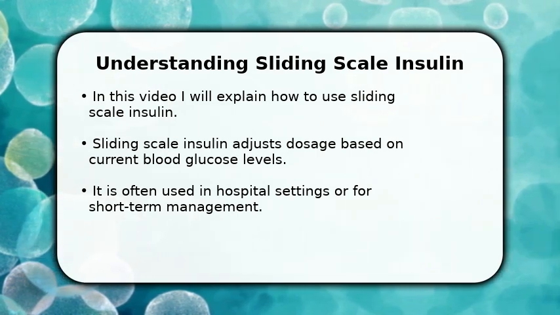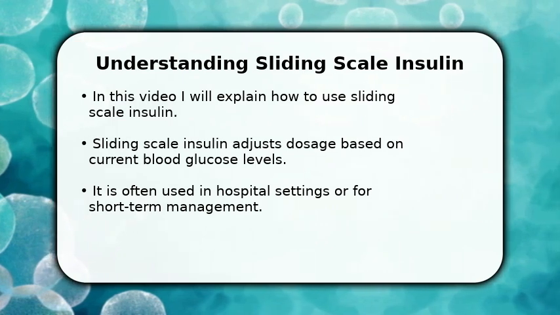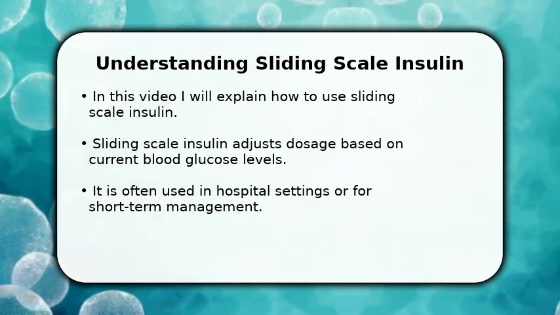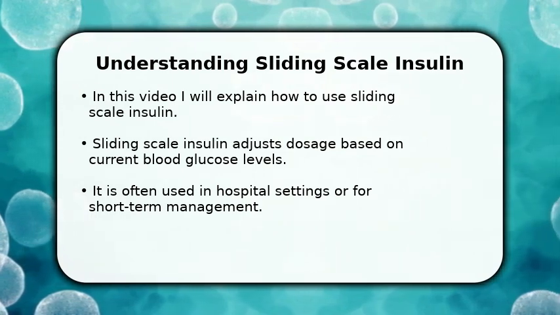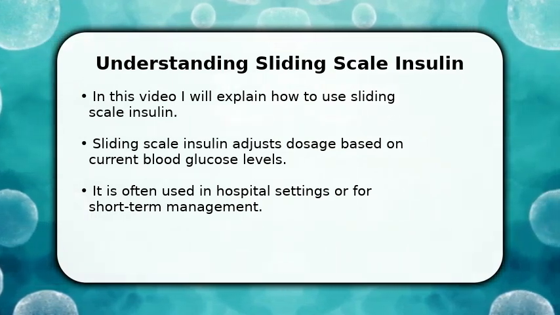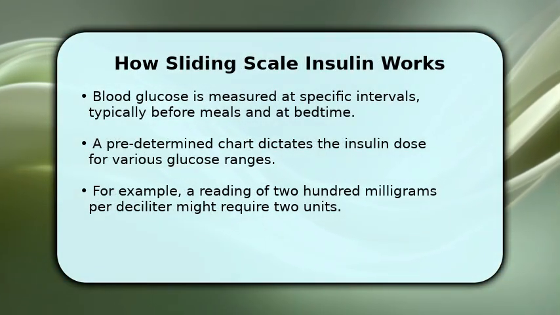The primary goal is to correct high blood sugar levels promptly, ensuring your body receives the right amount of insulin when needed. This approach provides immediate adjustments to help stabilize glucose. Understanding how sliding scale insulin works is straightforward.